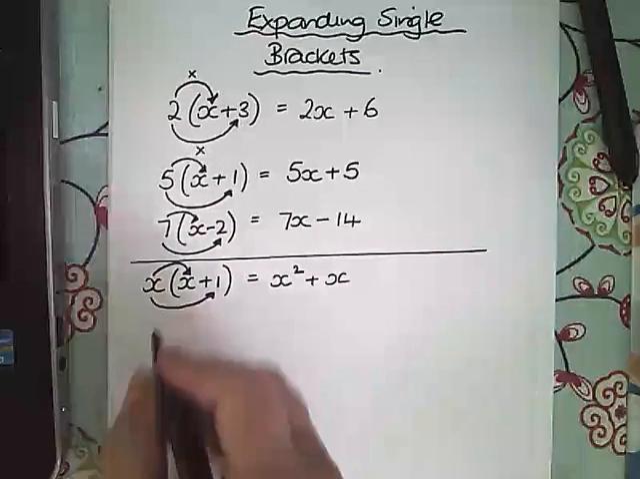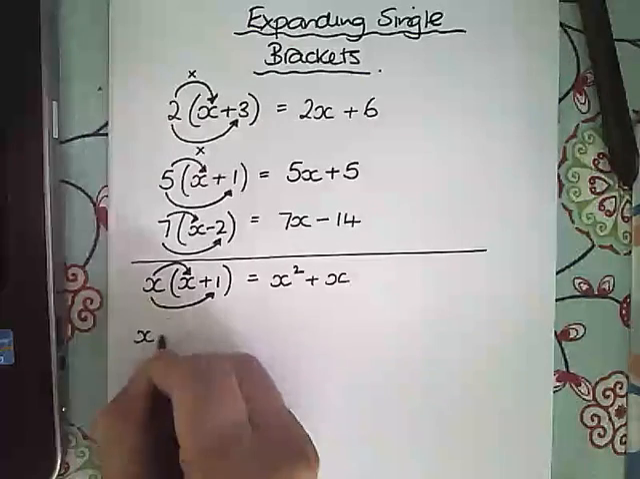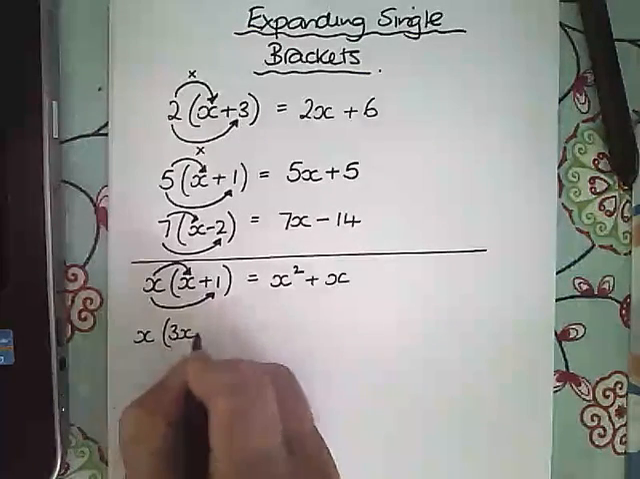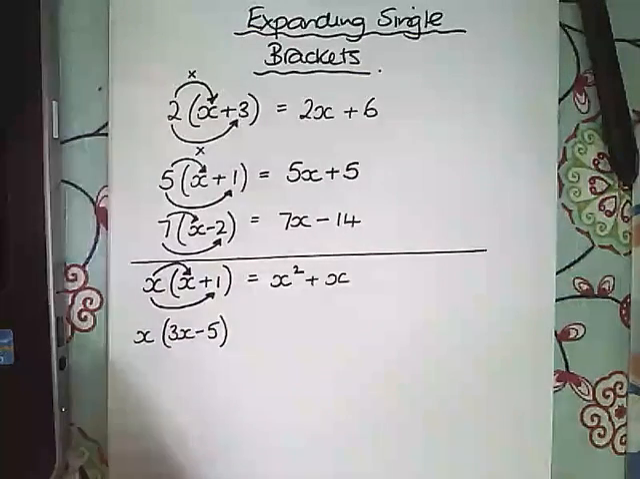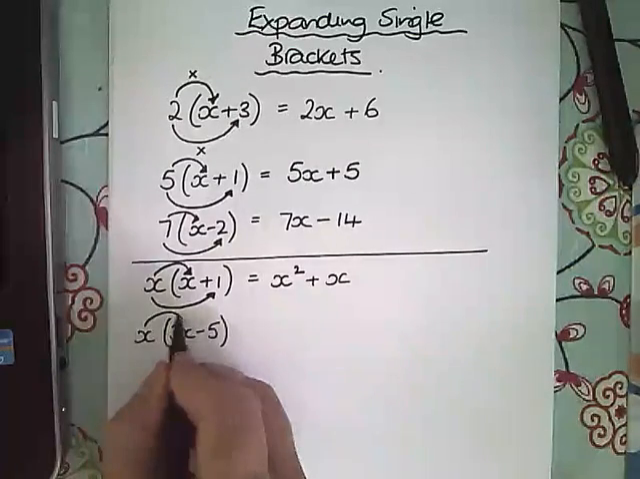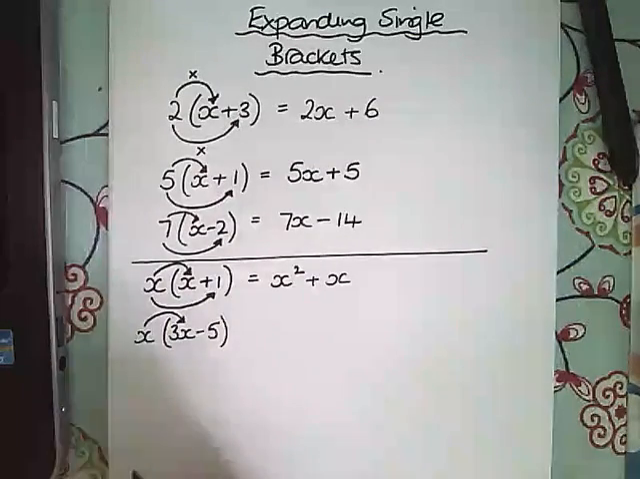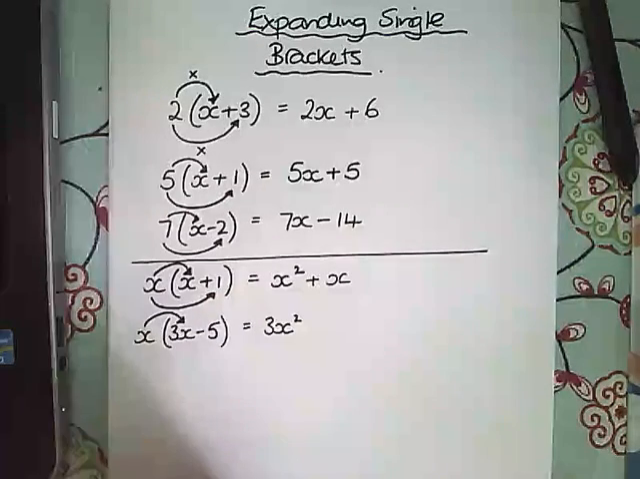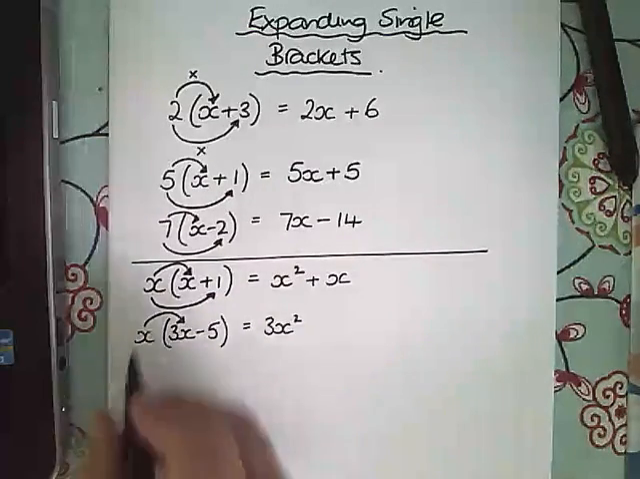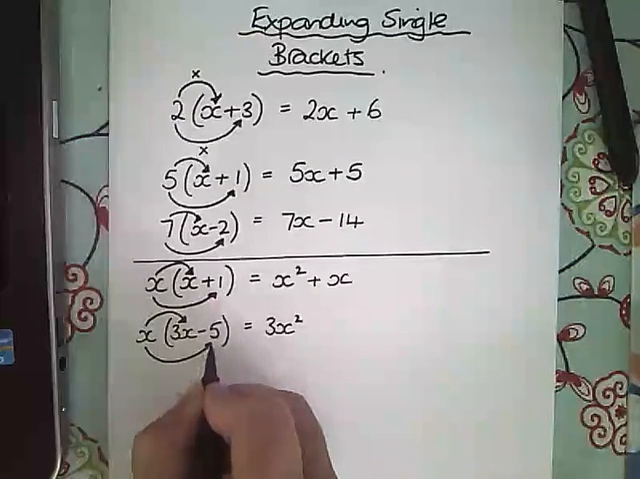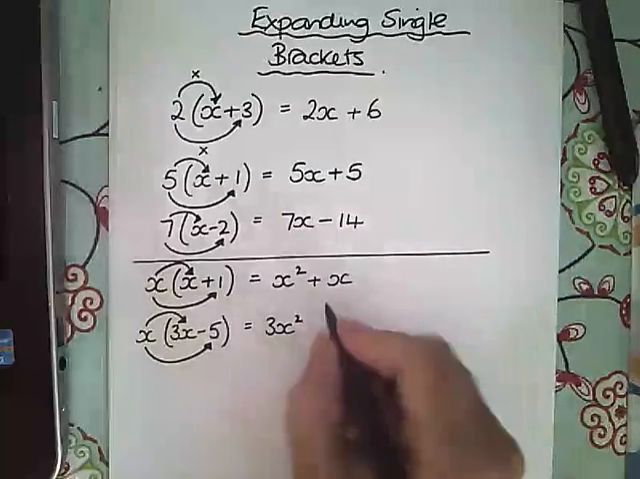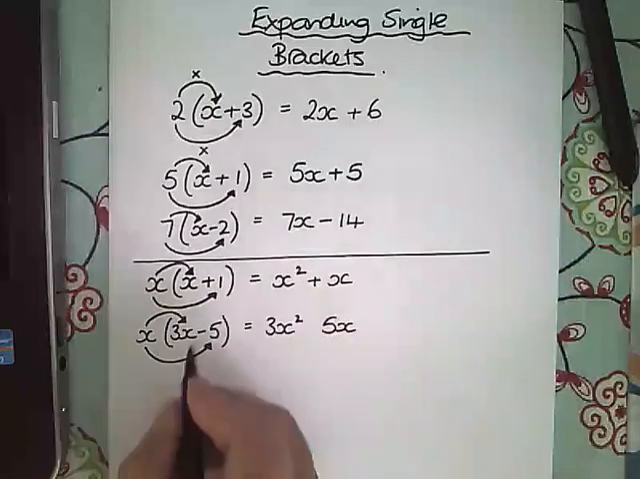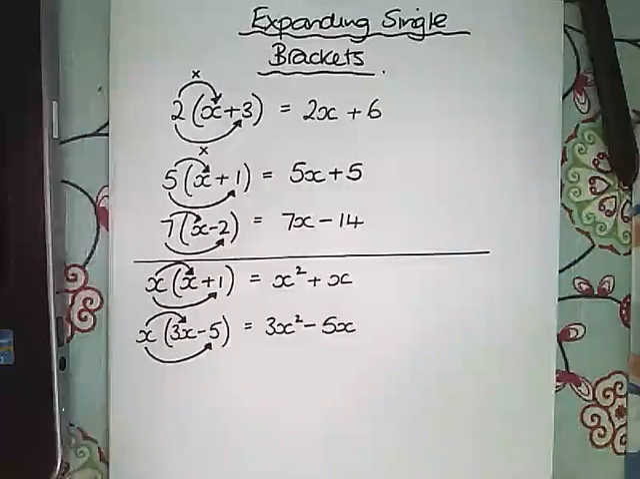Another example, we had x and 3x minus 5 inside the bracket. Draw the arrow in. X times 3x is 3x squared. X times 5 is 5x, and there's a takeaway sign, a minus sign in the middle there.